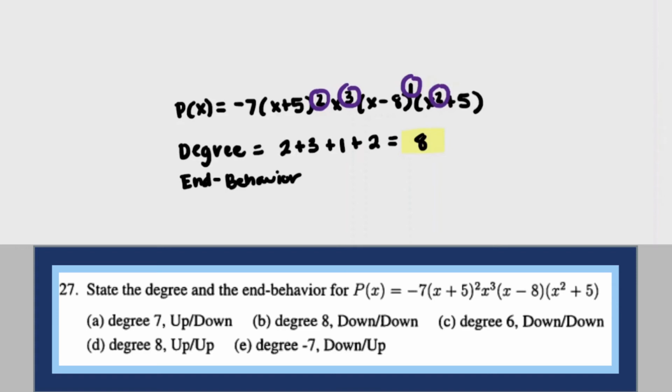One thing that I noticed is that with all of these, we have a negative 7 right here in the beginning. So this is negative. There's nothing else that's negative on the inside, so these are all positive. It's positive x plus 5 squared times positive x cubed times positive x minus 8 times positive x squared plus 5. Because there's just one negative in this expression, it negates the whole thing. So because it negates the whole thing, the end behavior is going to be down, down.